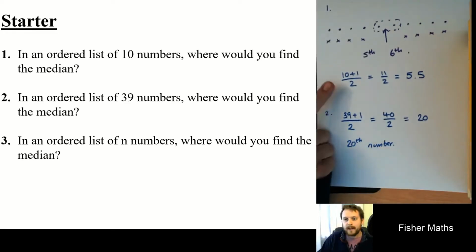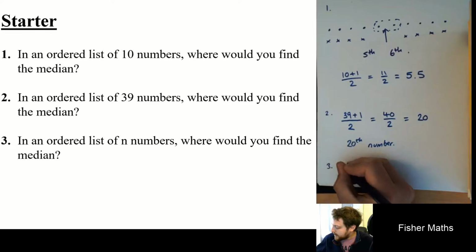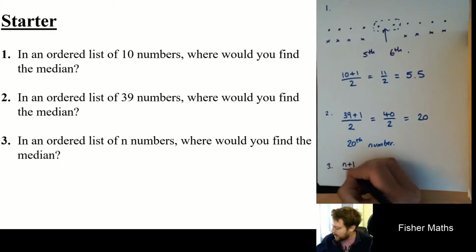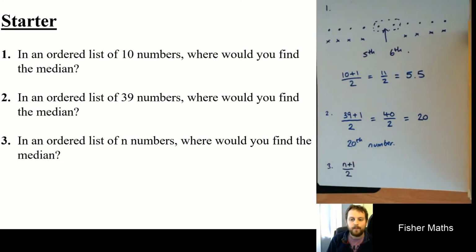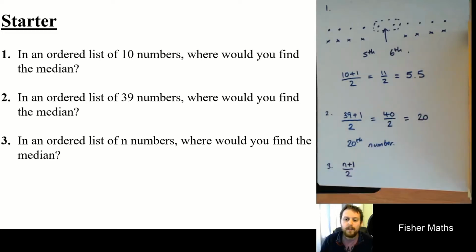This little pattern, this little rule here, is actually what gives us the answer to number 3. The answer is you add 1 to however many numbers you have, and then you divide by 2. If the answer is a whole number, then that's the answer. That's where the median is. If it gives you a 0.5, it means it's halfway between. In the situation of 5.5, it's halfway between the 5th and the 6th.